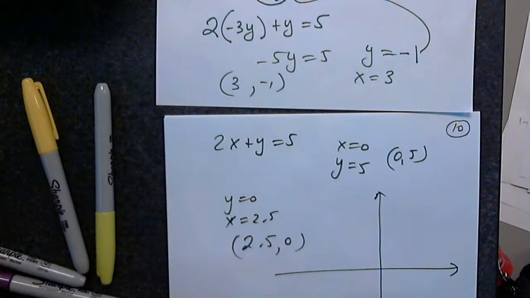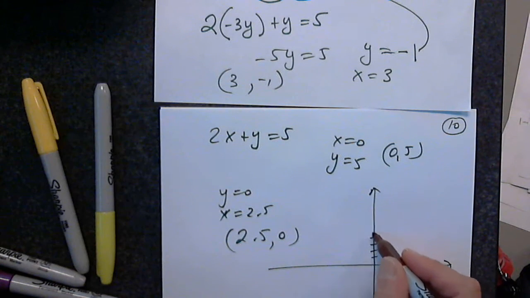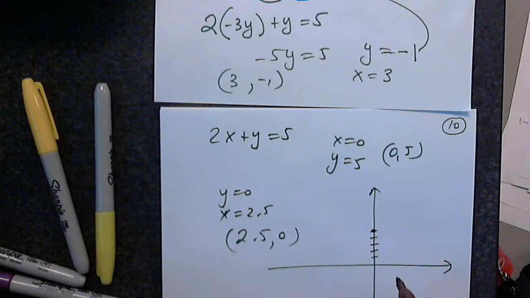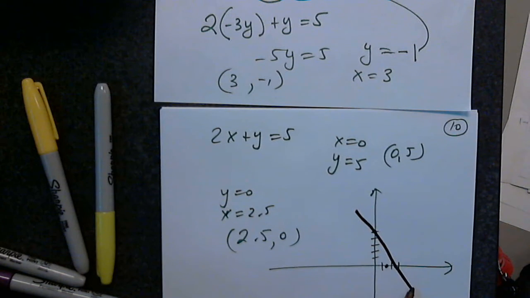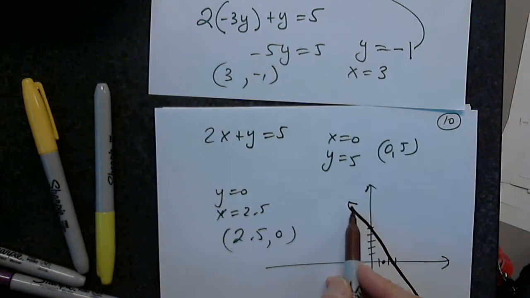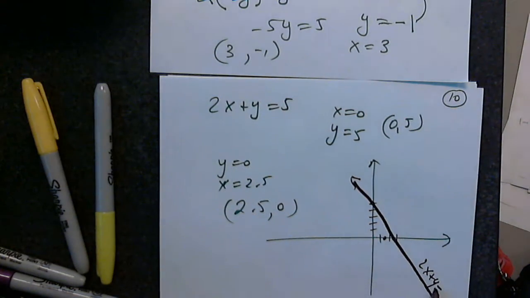This is a major part of this course, being able to graph linear functions or linear equations. (0, 5): 1, 2, 3, 4, 5. (2.5, 0). So this is one equation, which is 2x plus y equals 5.